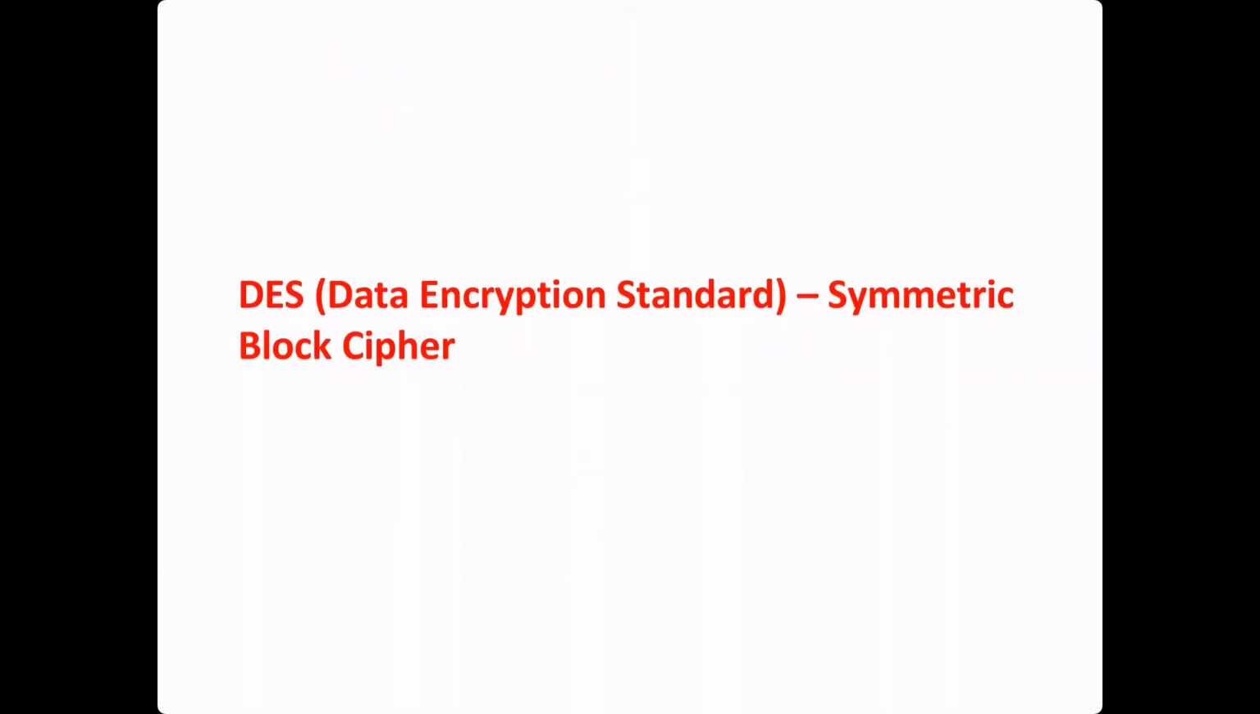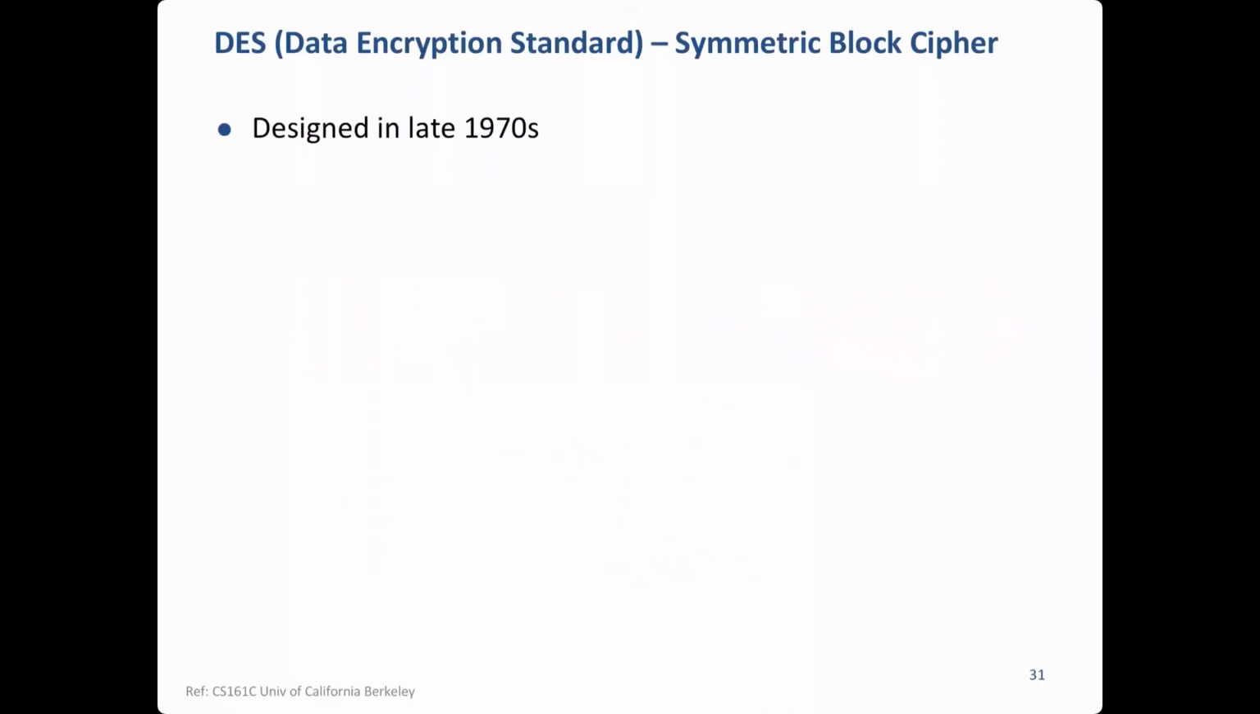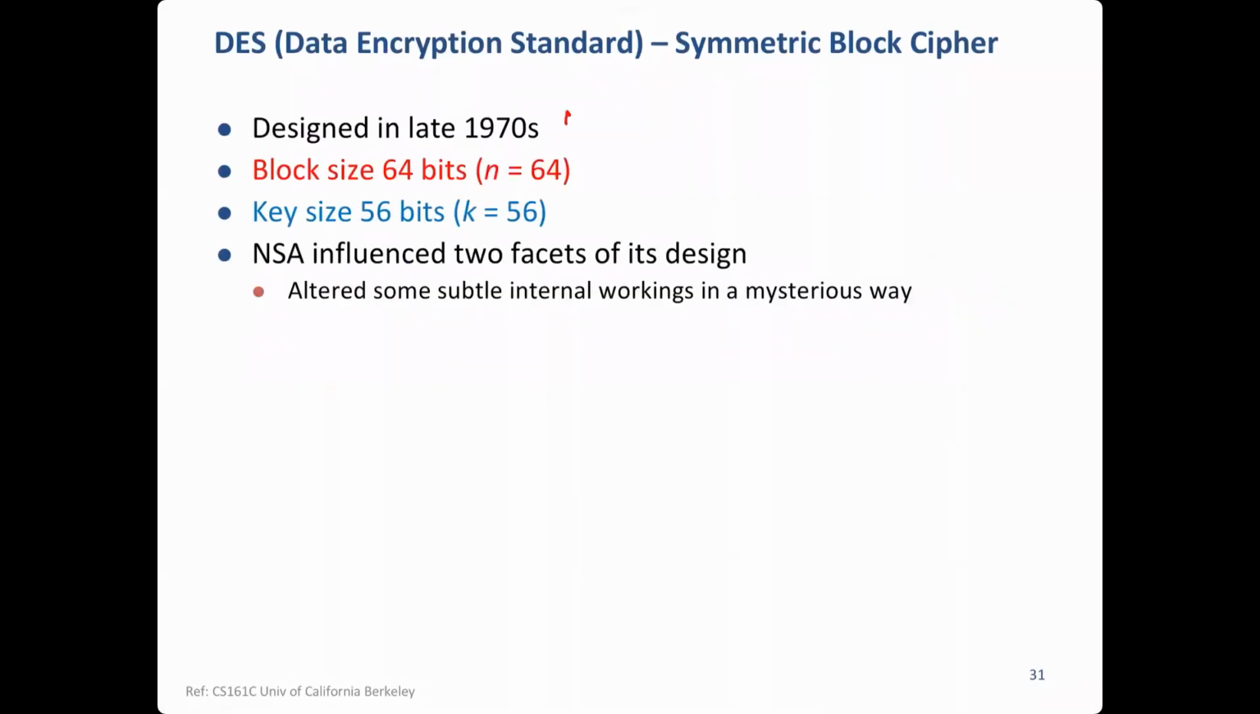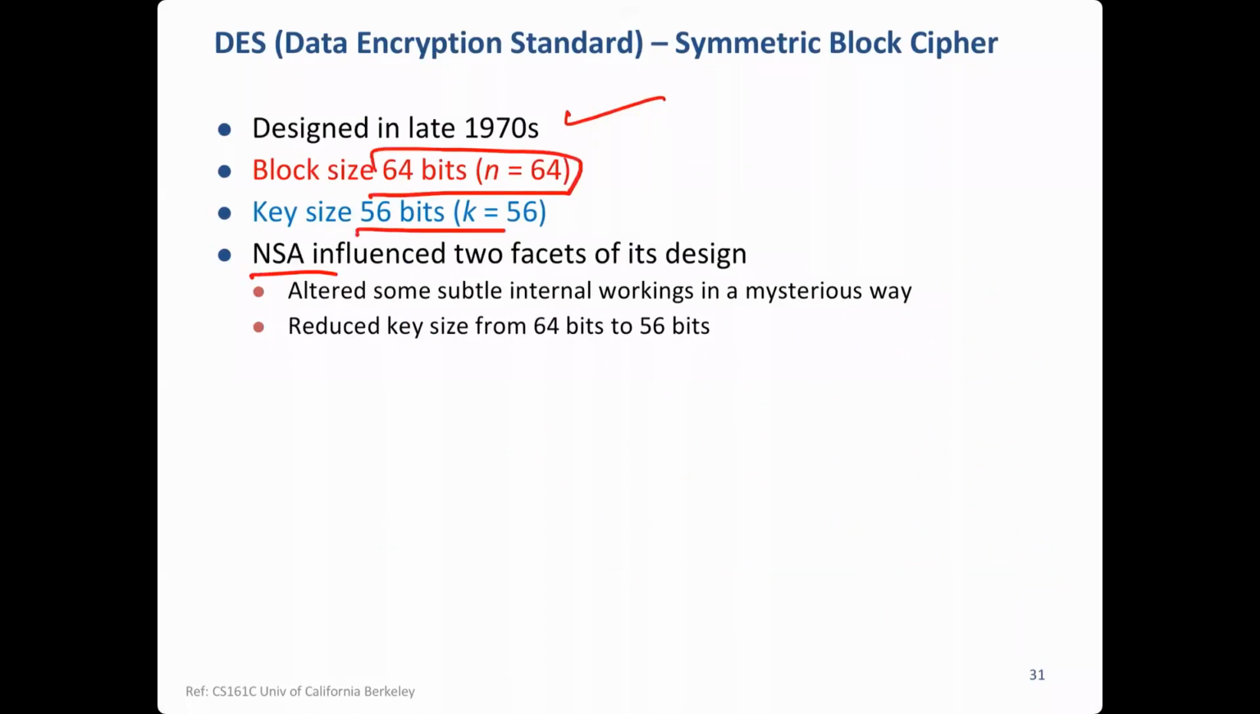Okay, with this knowledge, let's start the discussion on the first cipher, which is called DES. Note that this is a symmetric block cipher. Okay, it was designed in the 1970s. Now it was done by NSA and IBM together. Block size is 64 bits and the key size is 56. Now many people may ask this question, why 56?